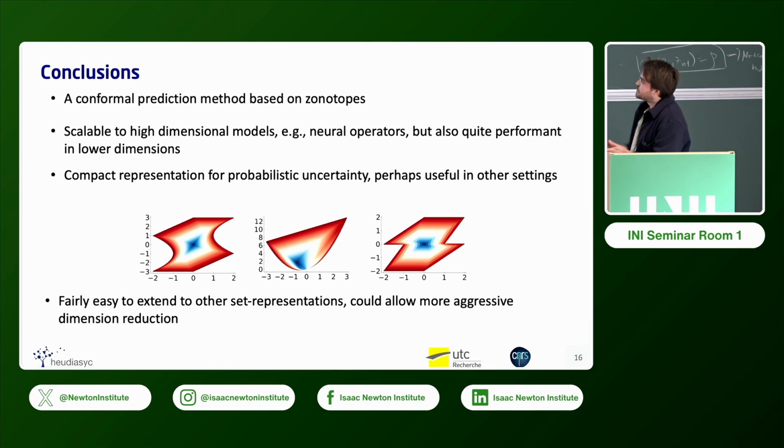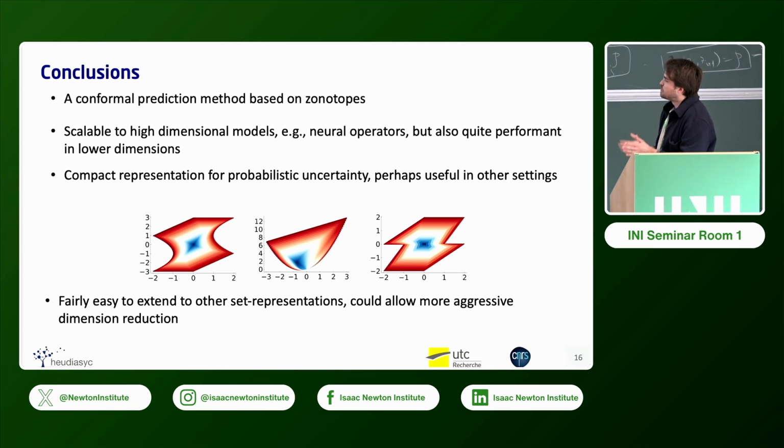So the sets you're seeing here are called polynomial zonotopes. You can see they're non-convex and so on, but perhaps it's interesting to generalize this method to these. So, thank you.